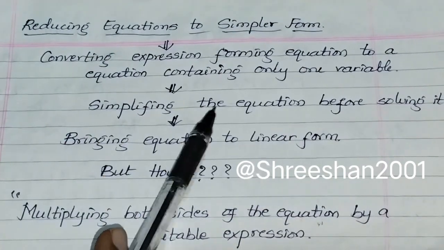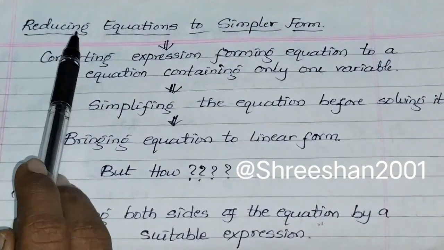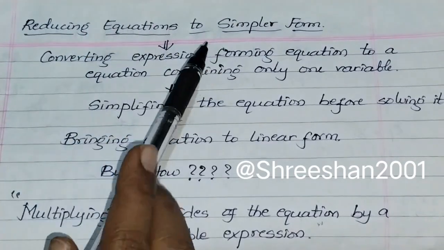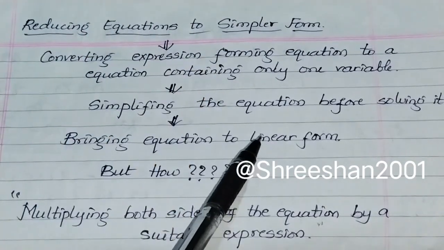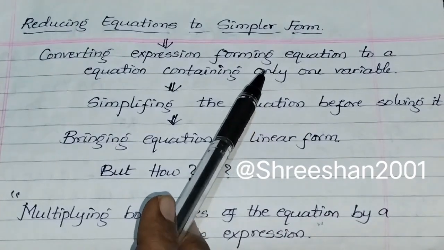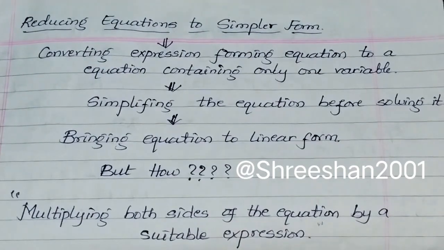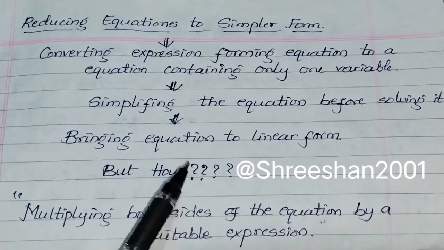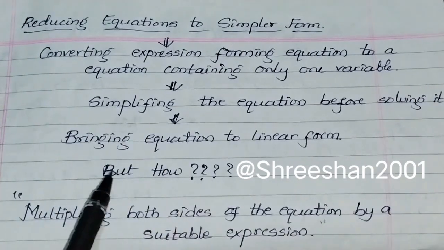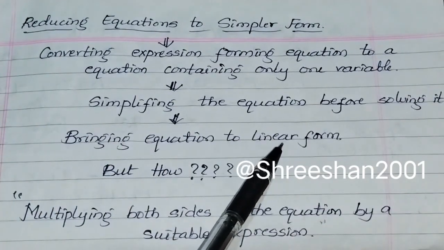Now I have written it as simplifying the equation before solving it. That is the meaning of reducing the equation to a simple form. We are bringing it to a linear form of equation where it has only one variable. But we are simplifying it through some mathematical steps just to bring that complex equation to a simple form, right? Now how are we going to do that? We are just multiplying both sides of the equation by a suitable expression, on the LHS and RHS, and then I'll bring that complex equation to a simple form. That simple form will be a linear form of equation.